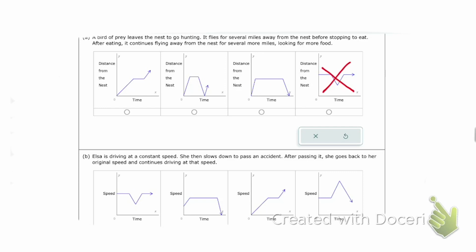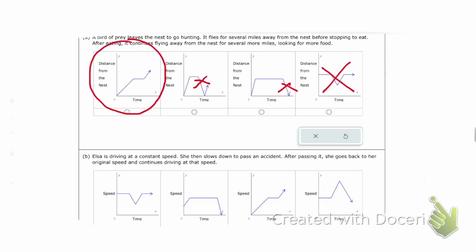All right, after eating, it continues flying away from the nest for several more miles. Okay, so it's going to go up again. This is going up again. Now this one goes down, so that's no good. And then there's even more here. It's going to go up later on, but that's going way past what is being expressed in the narrative. And this one's going down, which we don't like as well. So by process of elimination and explicitly matching the narrative to the graph, we see that this is the choice.